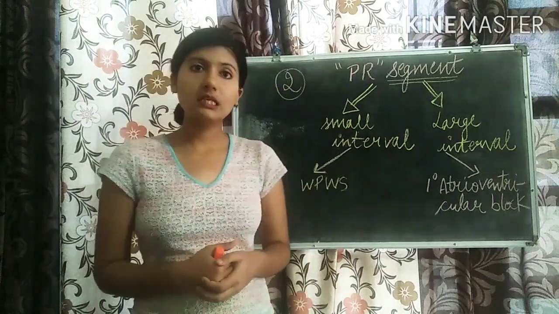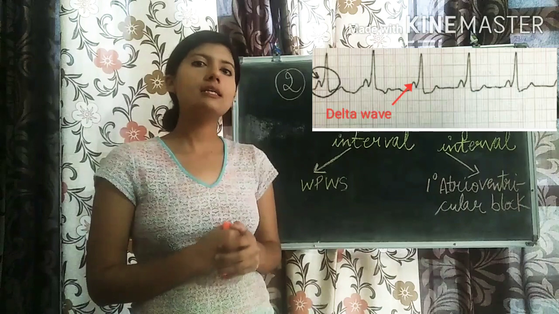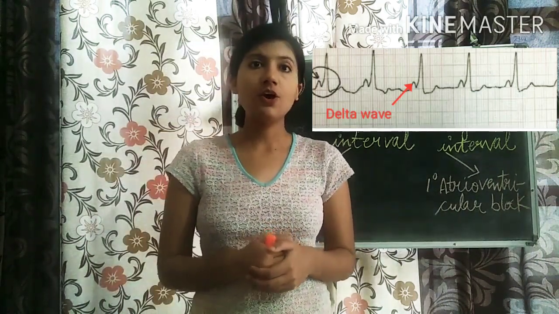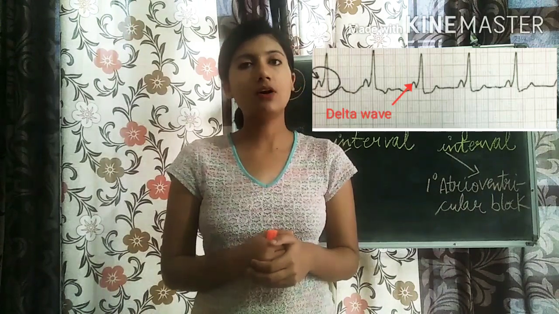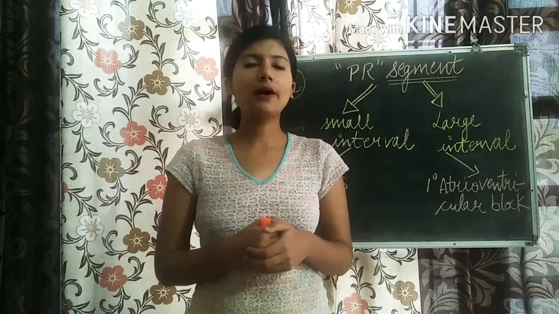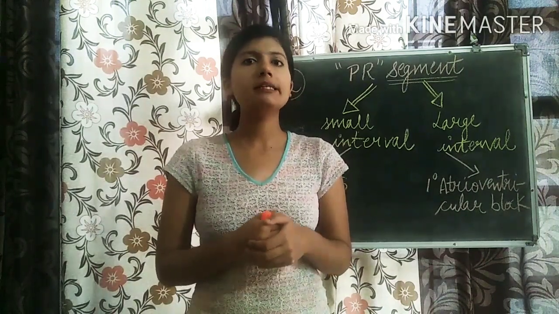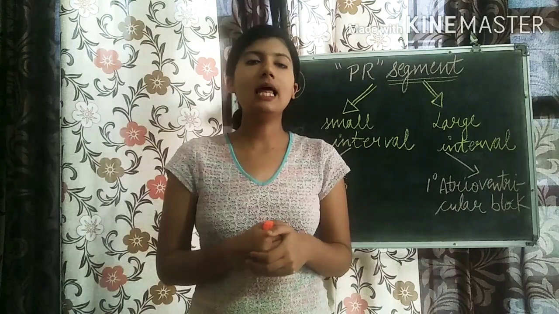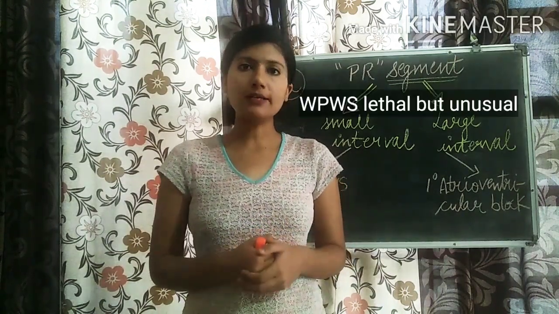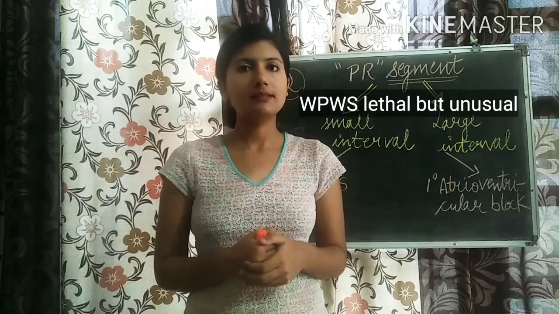So there is a characteristic wave on the ECG graph paper which we can see, that is the delta wave. The delta wave is a part of early depolarization of the ventricles that may cause the ventricles to beat faster than the atria. Wolff-Parkinson-White syndrome is present at birth, but its symptoms appear between 11 and 50 years of age. Wolff-Parkinson-White syndrome can be a lethal condition, but it is unusual.